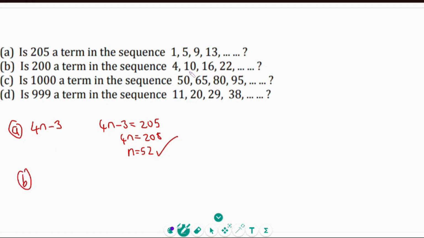Okay, 4, 10, 16, 22. The nth term is 6n minus 2. Let's put that equal to 200. Add 2 to both sides. Divide both sides by 6. You get 33.6 recurring. No. Nth term, so it's going up in 15s. 15n.